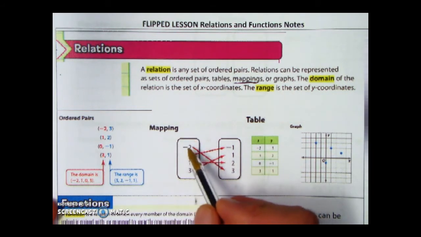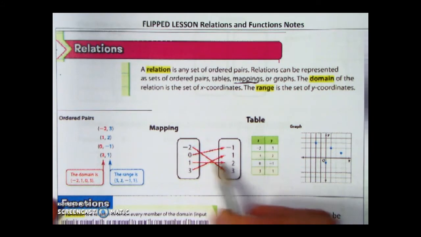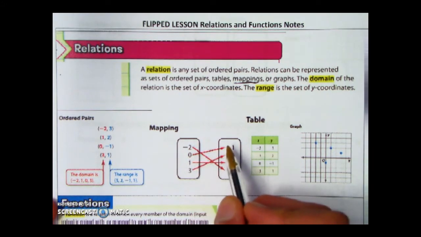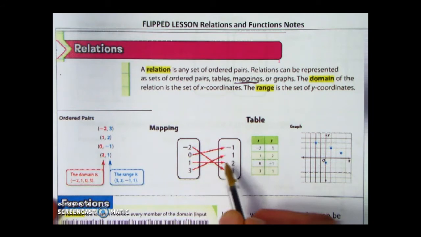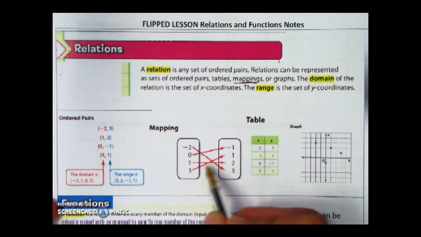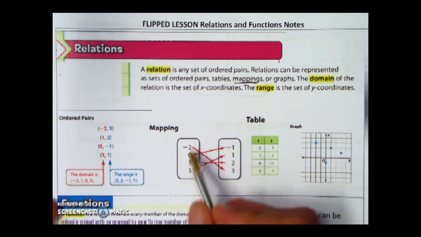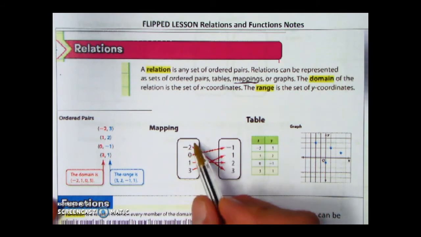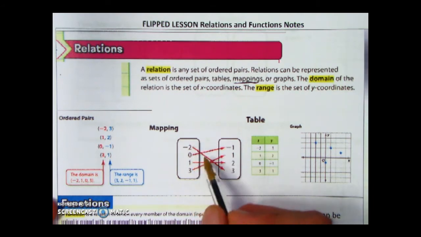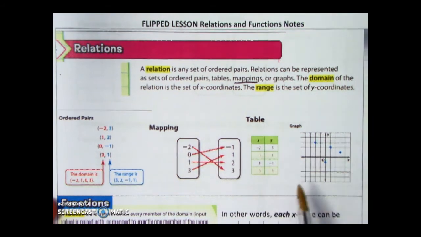So let's talk about the mapping. Basically, if you put in a -2, you get a 3. If you put in a 0, you get a -1. If you put in a 1, you get a 2. If you put in a 3, you get a 1. This is a function because if you notice, all of the inputs have only one output.